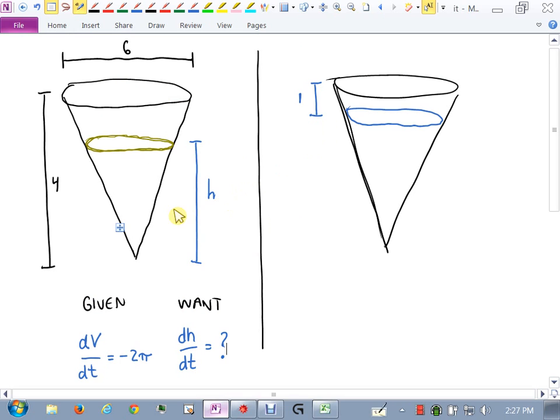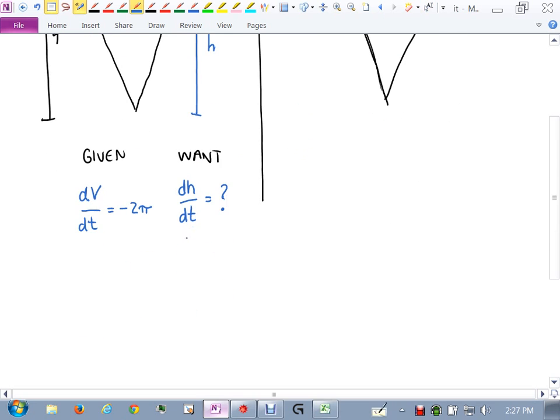But I need that in terms of what I have over here. So 1 inch from the top really means that H would have to be 3, right? Because it's a 4-inch cup. If I'm 1 inch from the top, that means I'm 3 inches from the bottom. So I need to interpret that and say when H is 3. It's kind of a critical little point here. Y'all got it?